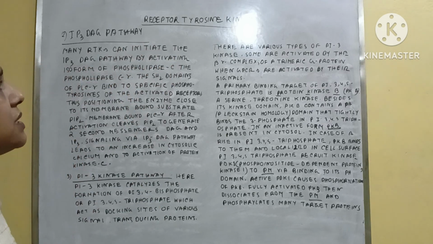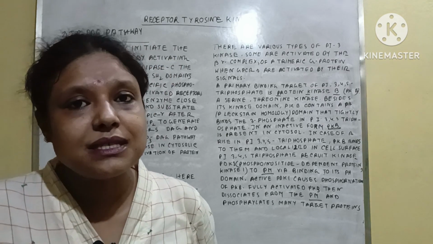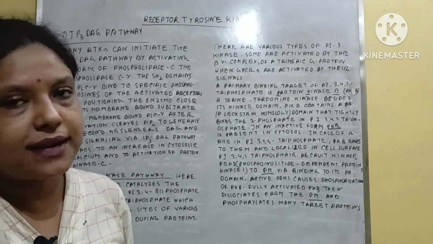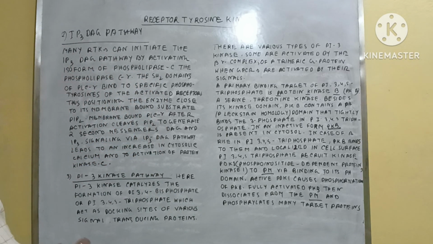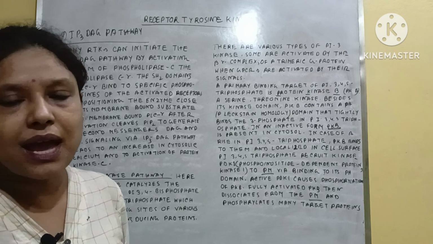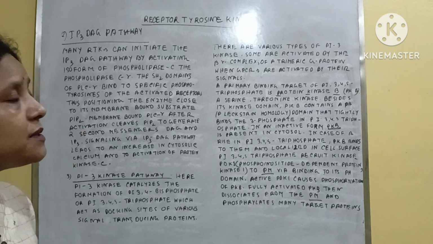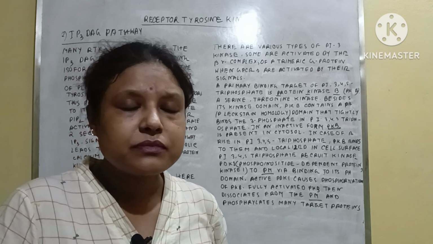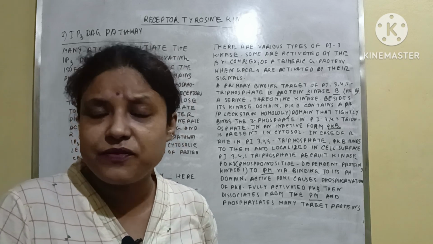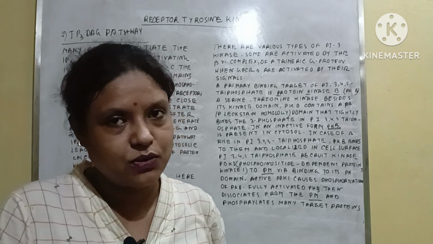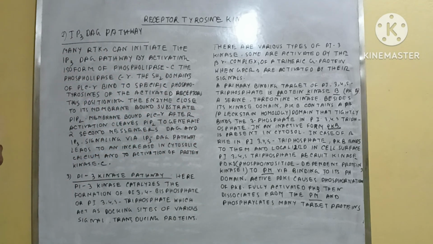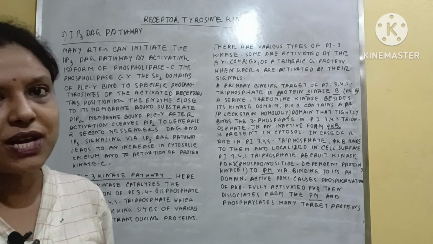Receptor tyrosine kinase. What is this receptor tyrosine kinase? And the other pathway I mentioned is the RAS-MAP kinase pathway. These two I have already explained in my previous videos, so you can check them out. Today I will try to explain the IP3 DAG pathway and the PI3 kinase pathway.